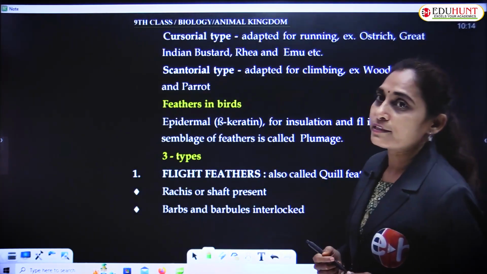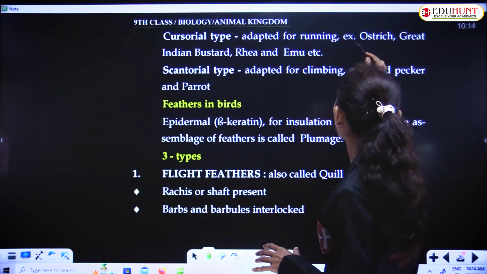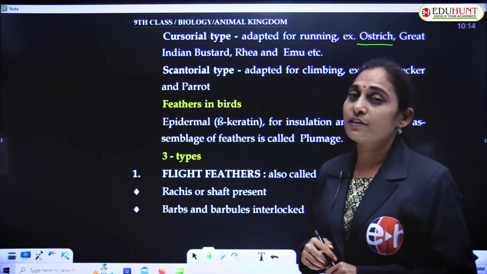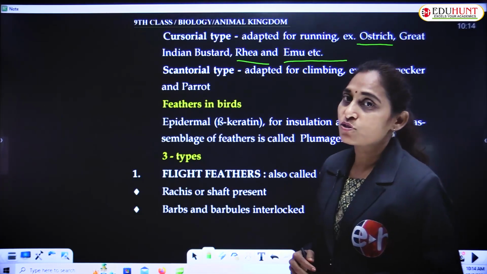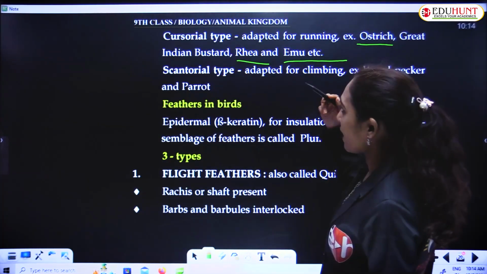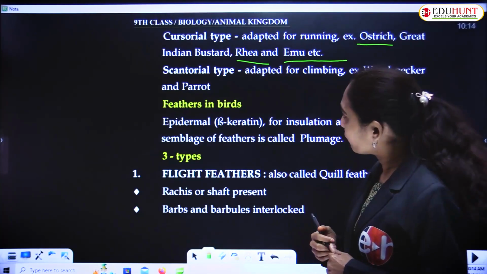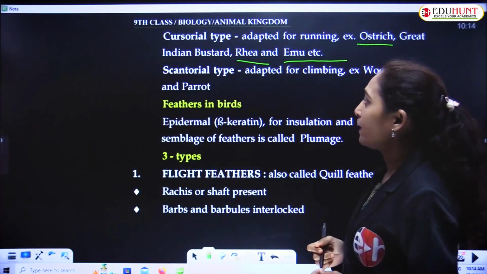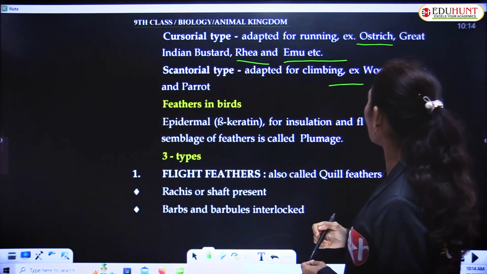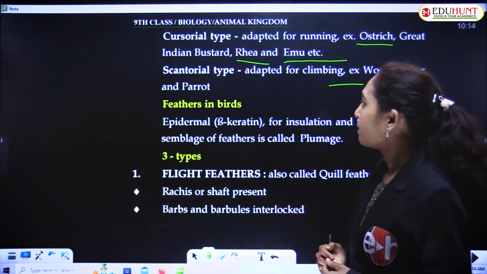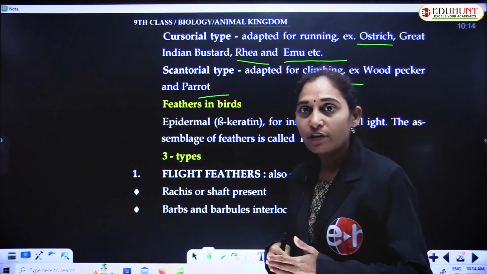And the cursorial type is adapted for running. Ostrich, Great Indian Bustard, Rhea americana, and emu are examples of birds having this cursorial type of feet. Scansorial type of feet are adapted for climbing. Examples are woodpecker and parrot.